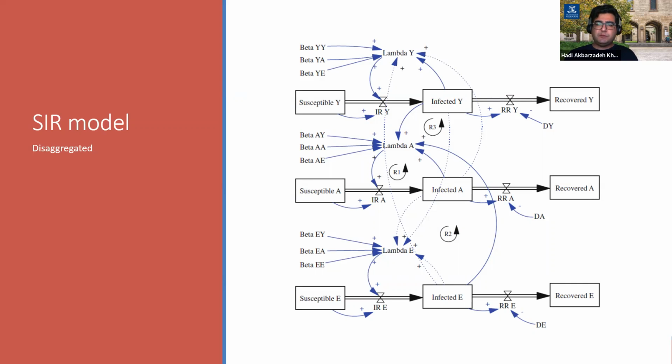And sometimes we need to disaggregate our stocks because, for example, the infection rate is different for young people, middle-aged people, and elderly people. So you can break down your system model into three different levels: young people, adults, which means middle-aged, and elderly people. So it is possible to consider different cohorts of people in your modeling.